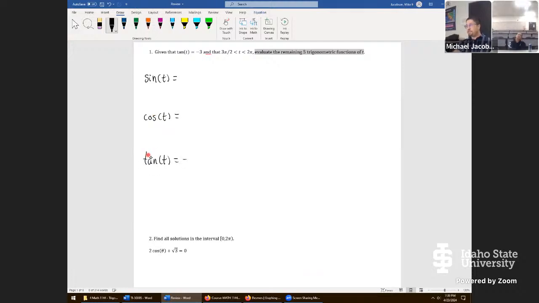Tangent of t. This is the one we know, so -3 goes there. We don't have to solve for t, no. And we want to find the exact values on these.